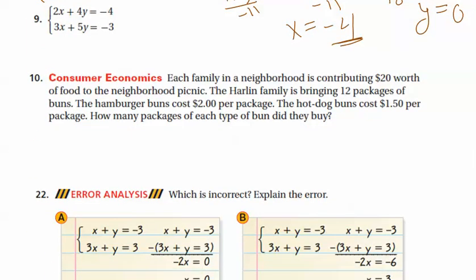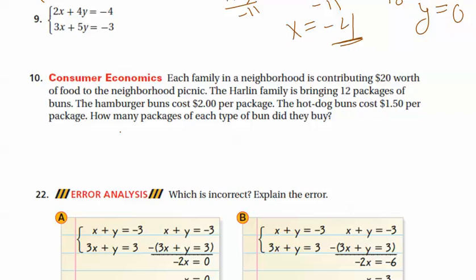Number 10 is a word problem. It says that each family in a neighborhood is contributing $20 worth of food. So we know it's going to be $20 total. The Harlan family is bringing 12 packages of buns. The hamburger packages cost $2 per package. The hot dog buns cost $1.50.